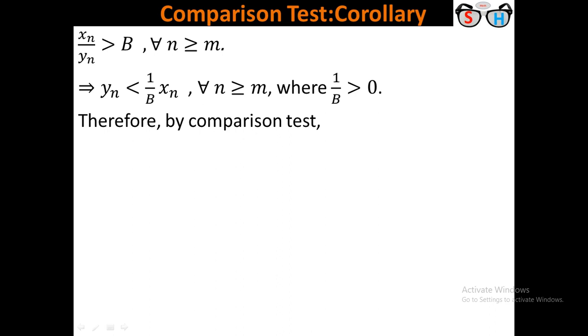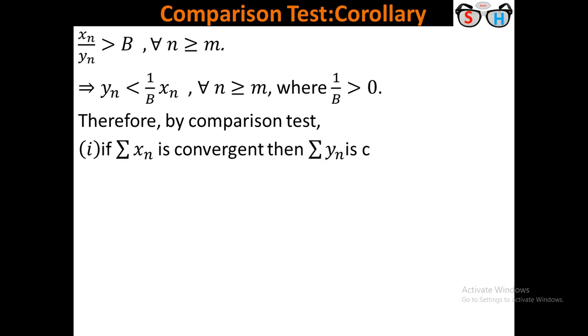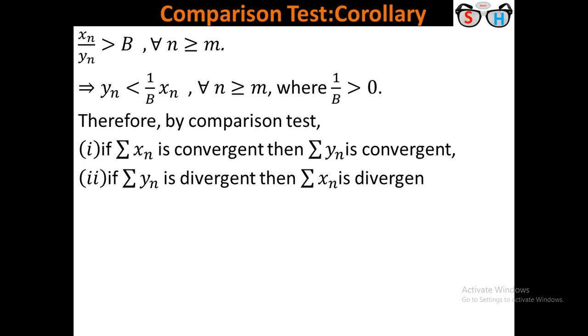Therefore, by the comparison test, here xn is the larger series, summation xn. So when the larger series is convergent, then the smaller series is convergent. That is, if summation xn is convergent, then summation yn is convergent also. And if the smaller series is divergent, then the larger series must be divergent. That is, if summation yn is divergent, then summation xn must be divergent. This was the proof of corollary 2. That is, when the limit is infinite, you get that result: when the numerator is convergent, the denominator is convergent, and when the denominator is divergent, the numerator is divergent. You cannot conclude when xn is divergent or when yn is convergent.